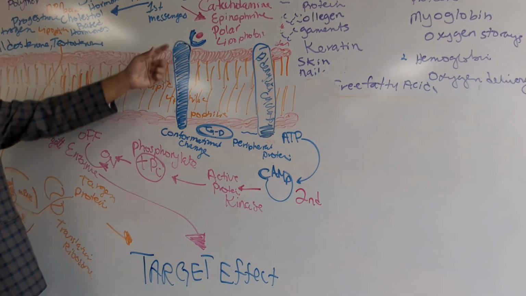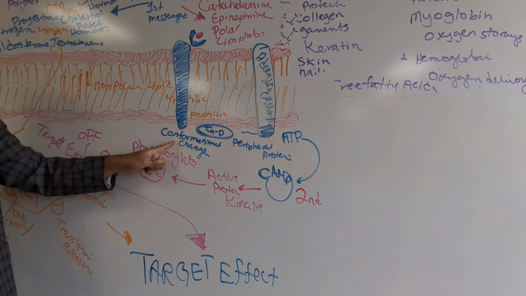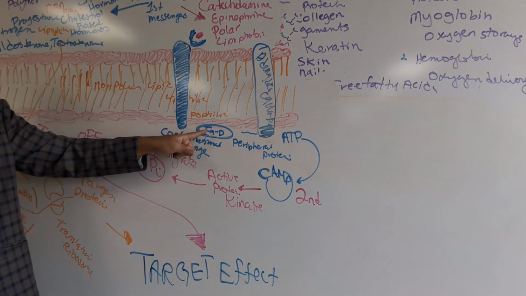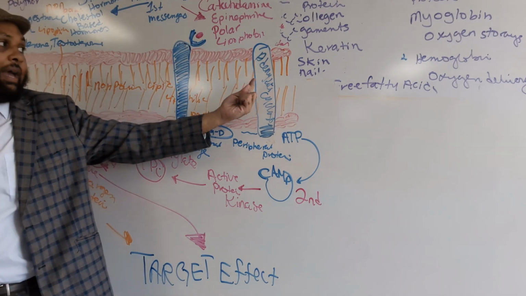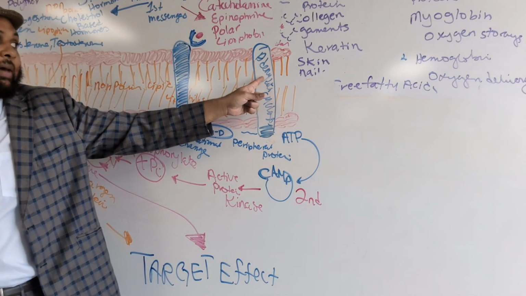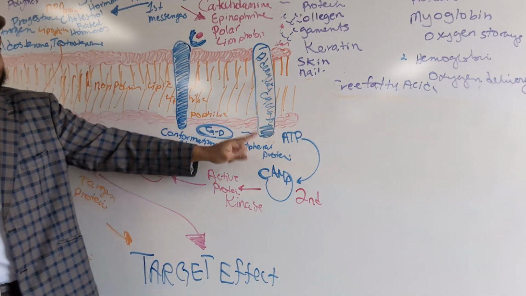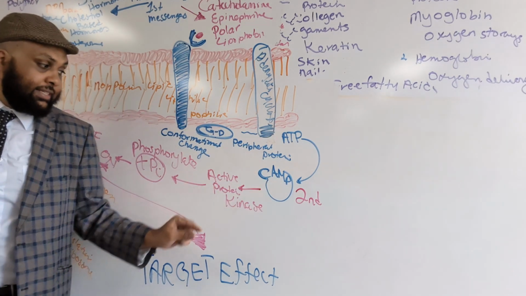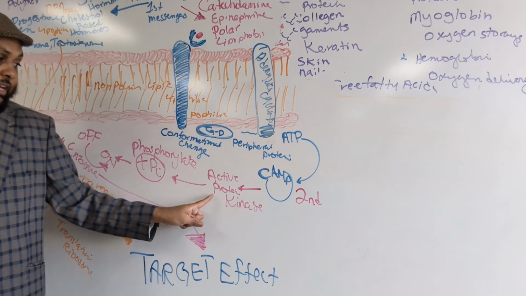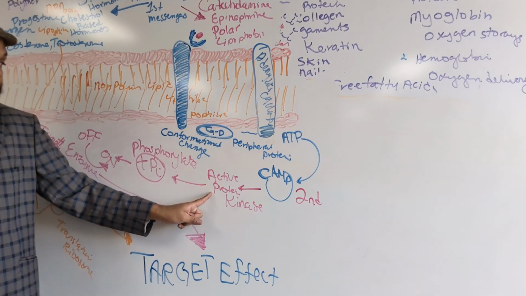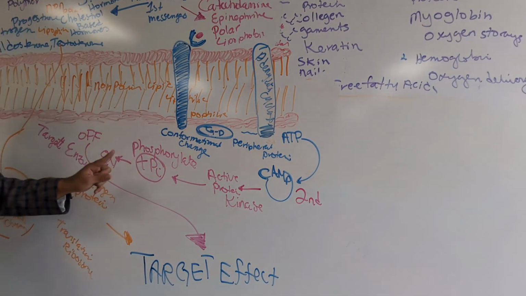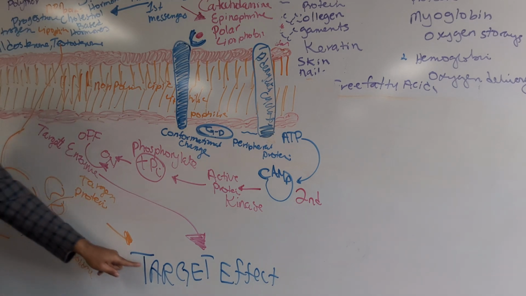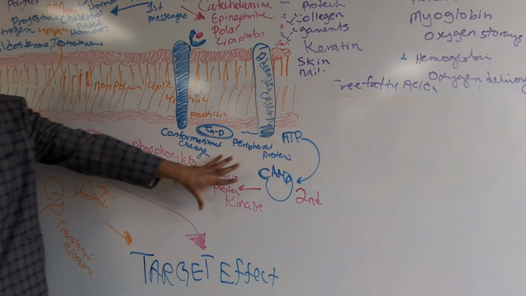When you bind the receptor protein, you're going to dimerize. Then an internal peripheral protein known as G protein is going to activate adenylate cyclase. Adenylate cyclase will convert ATP to cyclic AMP, and then cyclic AMP is going to activate a protein kinase, and the protein kinase is going to add a phosphate group to my target enzyme, and my target enzyme will give me the target effect.